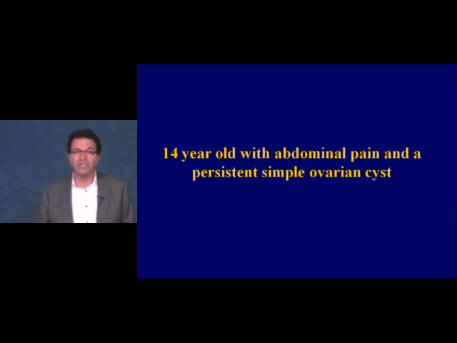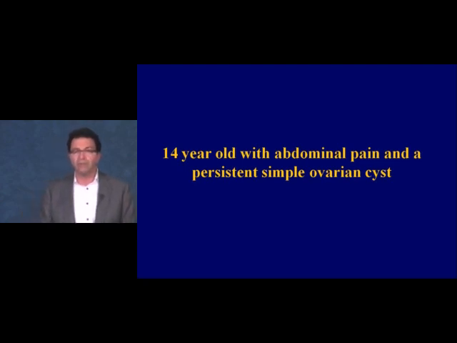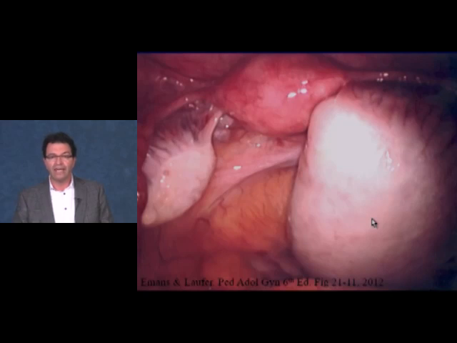Now we have a 14-year-old who has abdominal pain and a persistent simple cyst. So typically, if a patient presents to your practice and she has a simple cyst, you'll want to repeat an imaging study to make sure that the cyst resolves. In this case, it persists. And here you can see the uterus, the normal ovary, and an enlarged ovary on this side, which has remained enlarged on ultrasound imaging over a period of time.